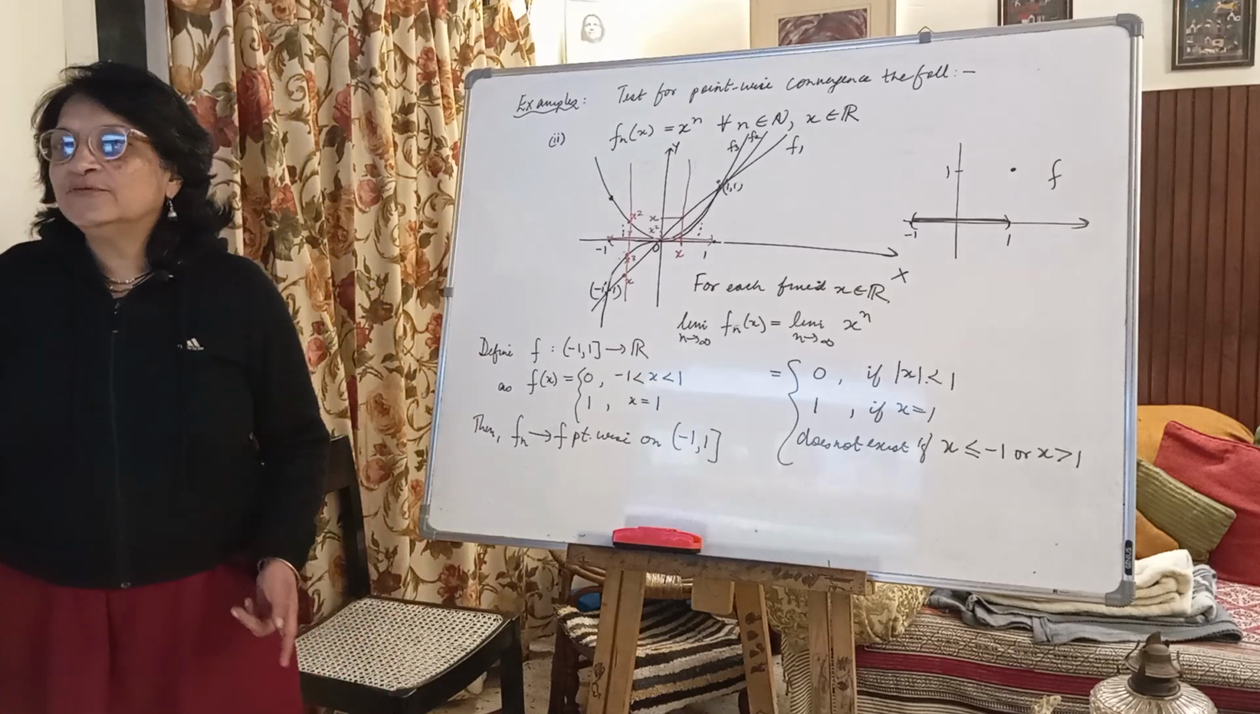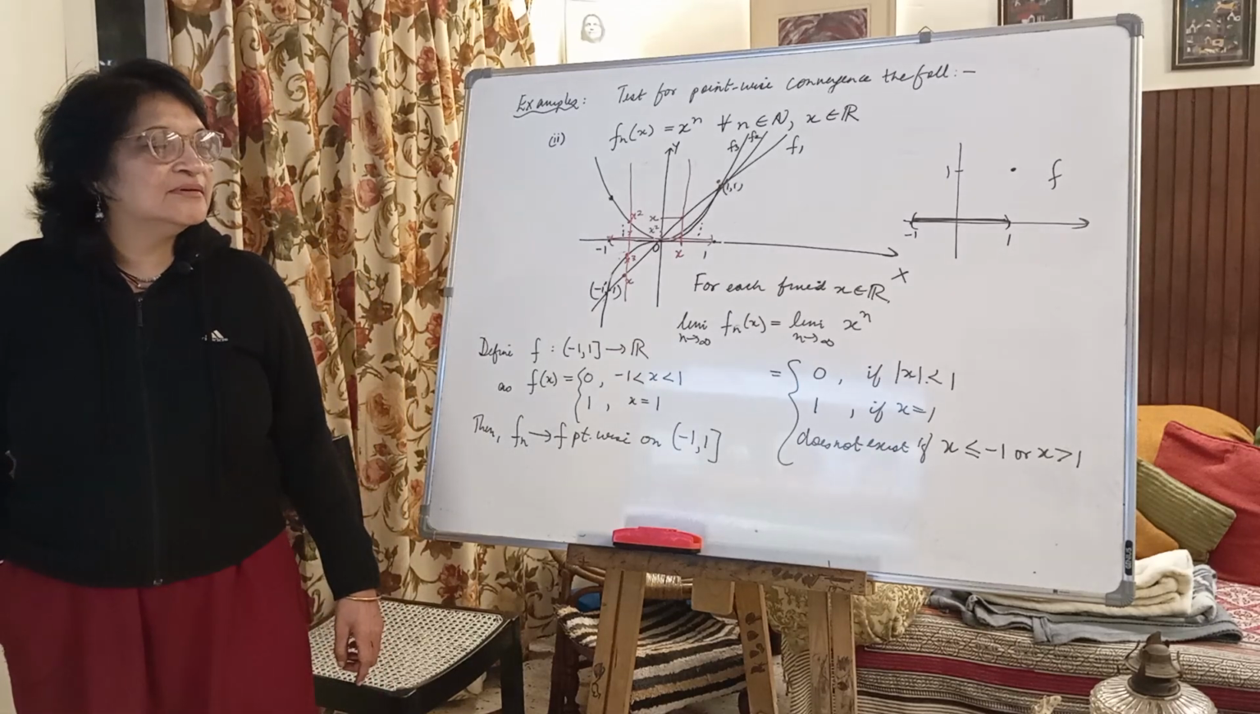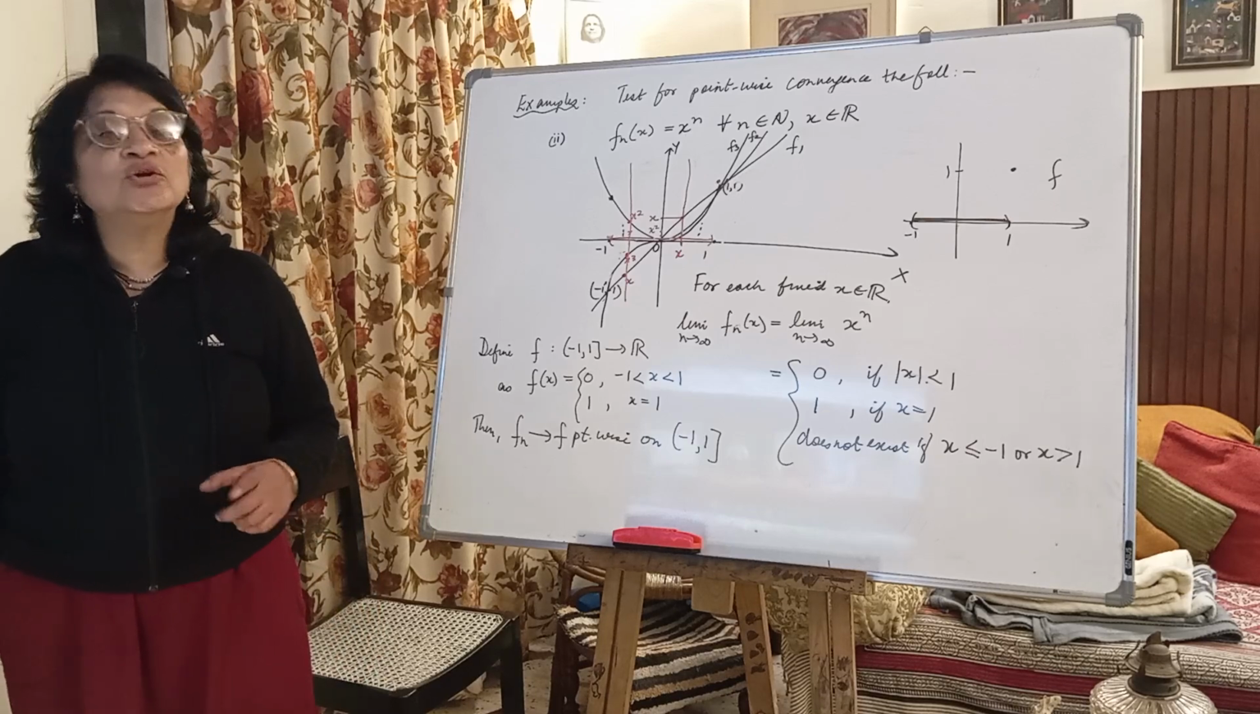When is the next class on uniform convergence? Today is 28. Today is Tuesday. So not on Wednesday, I think, but on Thursday we have. No, not on Thursday. Close it.